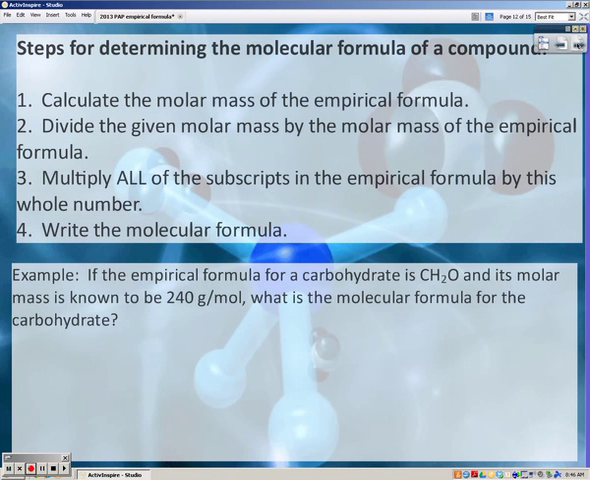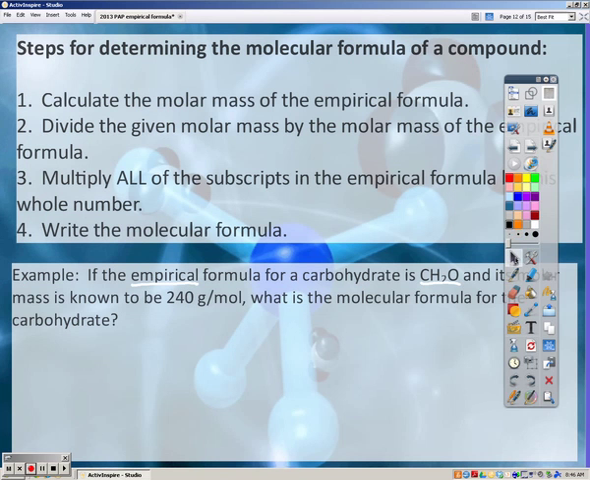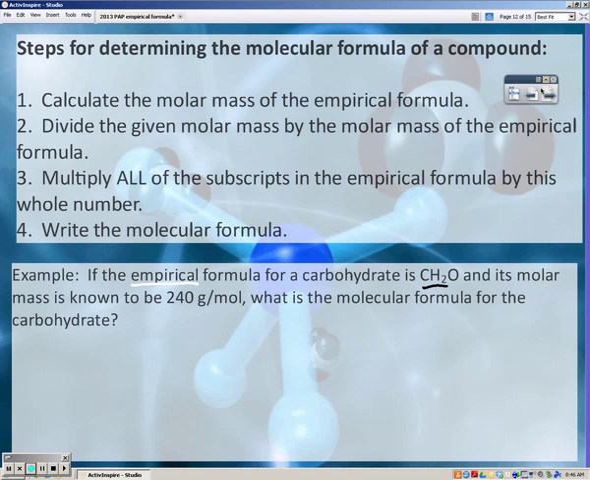To determine a molecular formula for a compound, we're going to do the example problem below. First, you need to find the molar mass of the empirical formula. If they don't give you the empirical formula, then you're going to have to calculate the empirical formula first. They gave us the empirical formula in this problem though, so we're just going to calculate that.